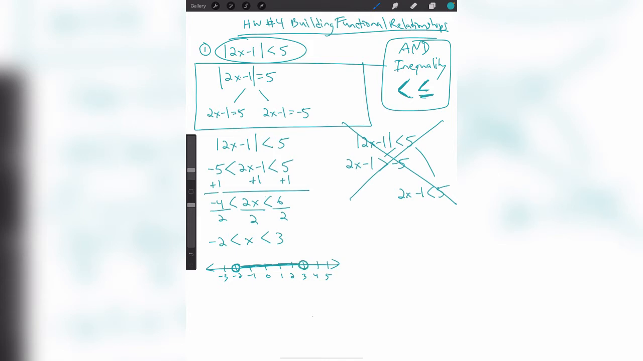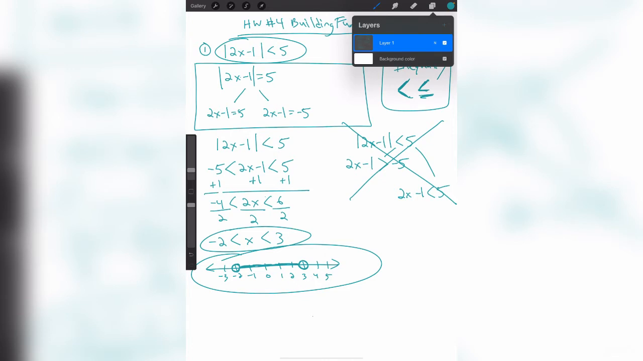Okay, so x is going to fall somewhere between these values. x could be 1, x could be 0, x could be -1.2, x could be -1.7, whatever number falls between -2 and 3. Okay, and then I also graphed my solution down here. So that would be the answer for number 1. Now that we know how to do that, the next one will be a little easier.